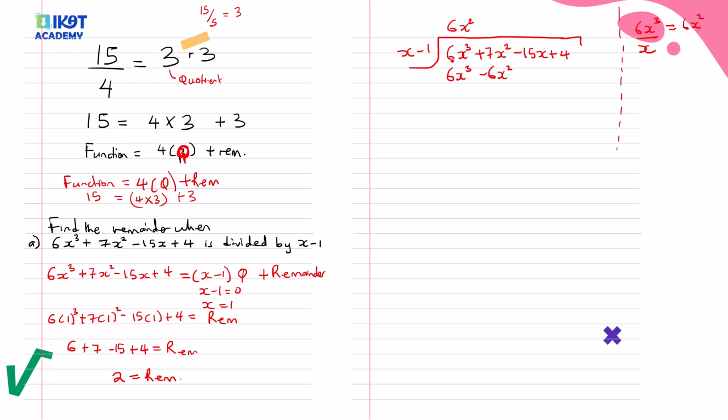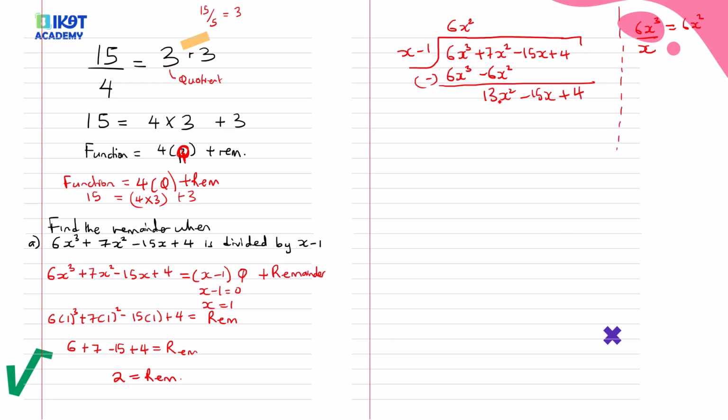I hope you see what I'm saying. That's the reason we divide to get 6x squared, so that when we multiply we get 6x cubed. Then we can eliminate. We are eliminating one term at a go as we divide. Now we subtract. Here we have 7 minus minus 6, that becomes 7 plus 6, this is 13x squared. Then we carry all these, then plus 4.